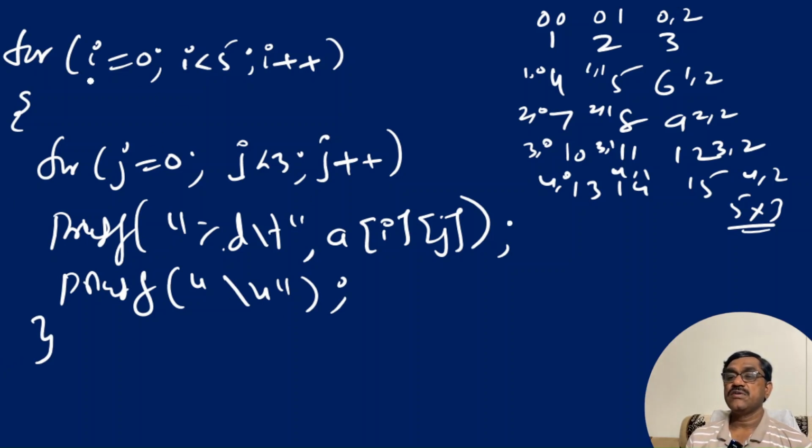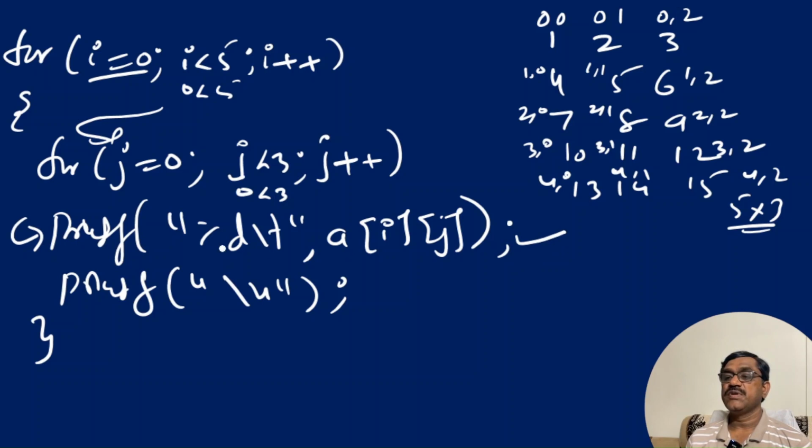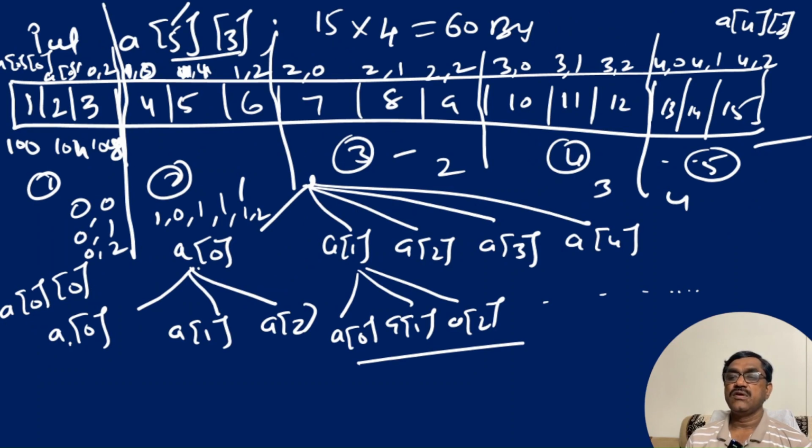So here what happened? First i equals 0, and 0 is less than 5. Yes, the condition is true. Now we are entering the for loop. j equals 0. Yes, 0 is less than 3. The condition is true, so this printf statement is executed. Percentage d is the value of a of 0 0. What is the value of a of 0 0? 1 here. Now we are printing 1.